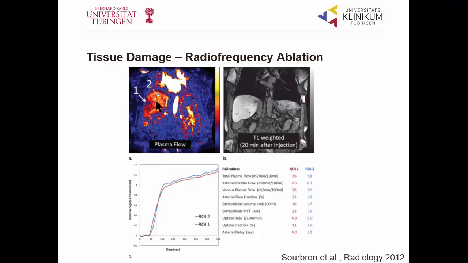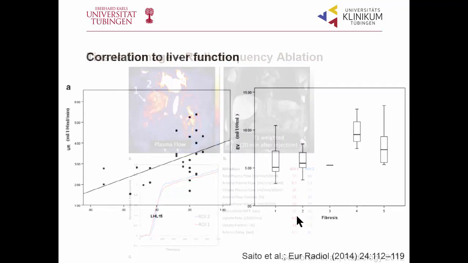who underwent radiofrequency ablation. We can see that at the localization of the ablation, there's reduced perfusion. We can see a lower initial uptake of the contrast agent, but after 20 minutes, we can see that there is no defect in the hepatocyte-specific phase, and we can see that the uptake rate between ablated and non-ablated liver tissue is the same. So using gadolinium EOB, we can calculate the perfusion of liver tissue, and we can also calculate the function of hepatocytes.